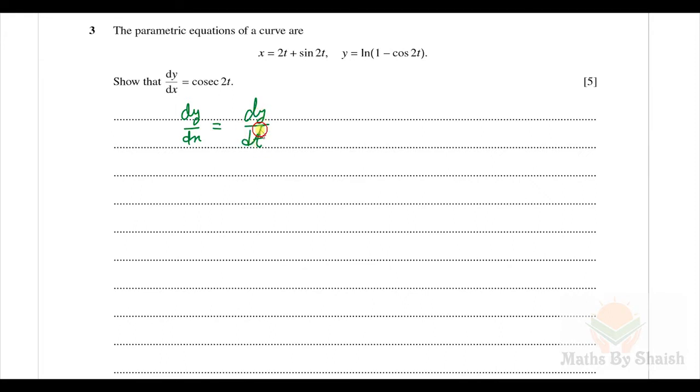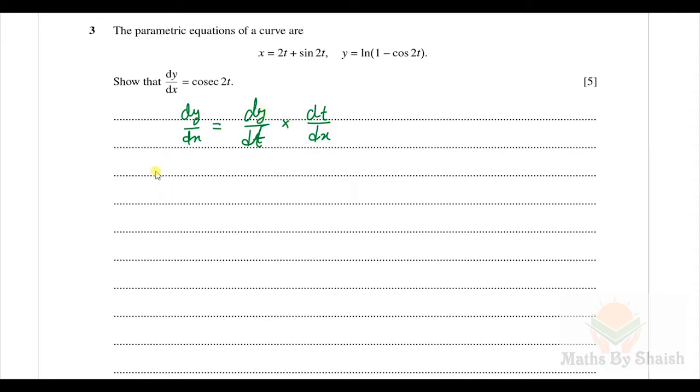Why dy over dt? Because y is a function of t, so we can find dy over dt. And then it is 1 upon dx over dt, so we can write dt over dx. So we'll find dx over dt from here, then take the reciprocal of it and multiply it with dy over dt.